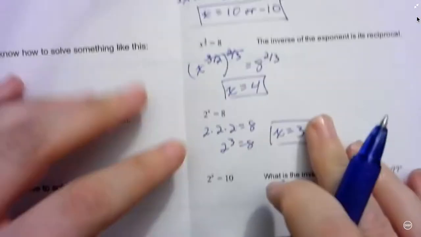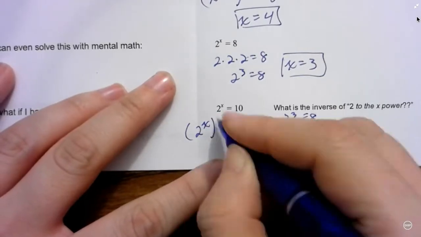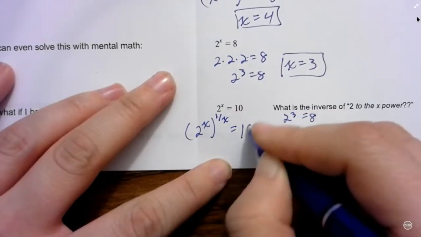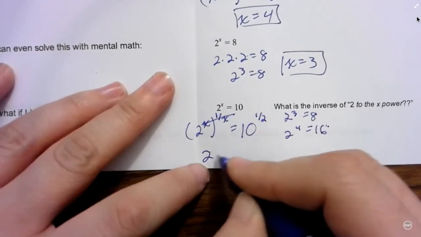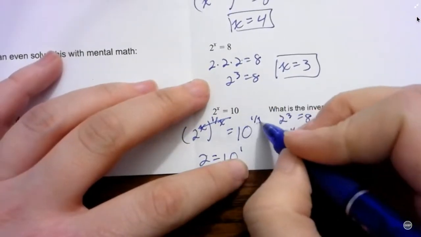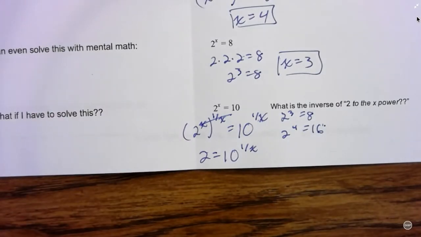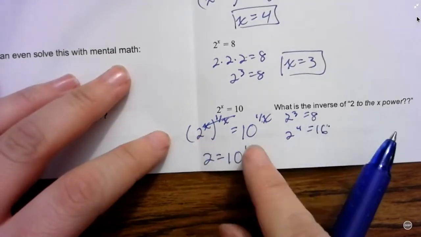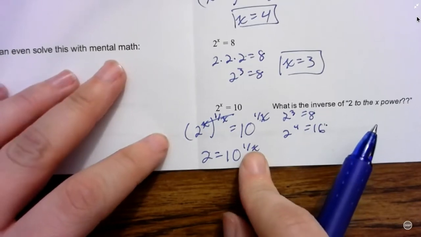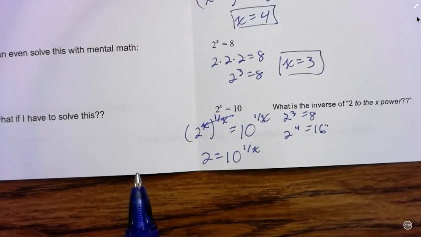If I try my other methods, like the reciprocal method, for instance, I could do 2 to the x and then raise it to the reciprocal, which is 1 over x, and then 10 to the 1 over x. That leaves me with 2 equals 10 to the power of 1 over x. Has that helped me at all? I got rid of this x, sure, but now it's over here, and now it's in the denominator of a fraction, so I've actually made things a little bit worse. So something like this you haven't learned how to solve yet. But not for long, because that's what you're learning today.